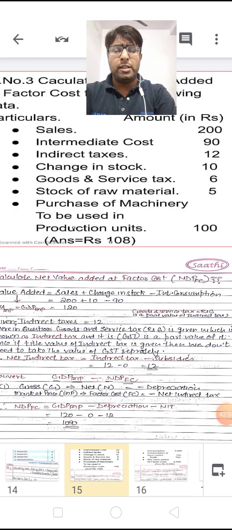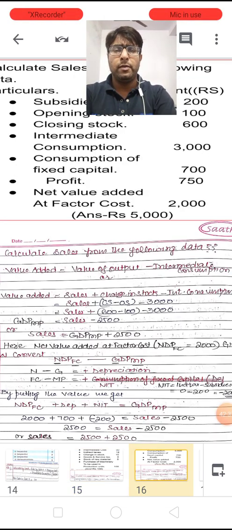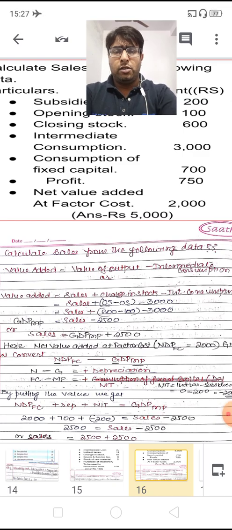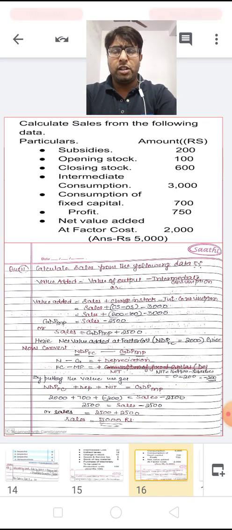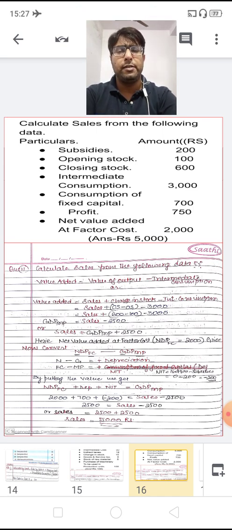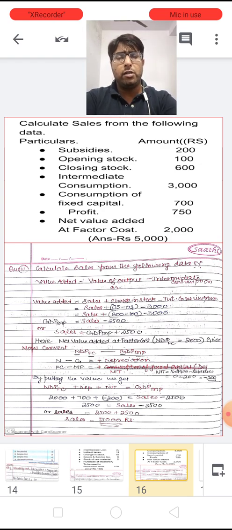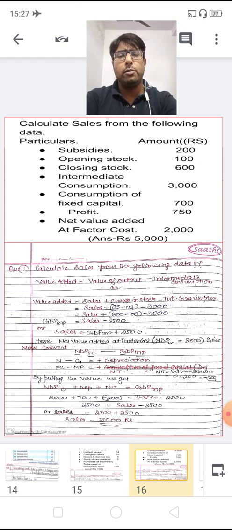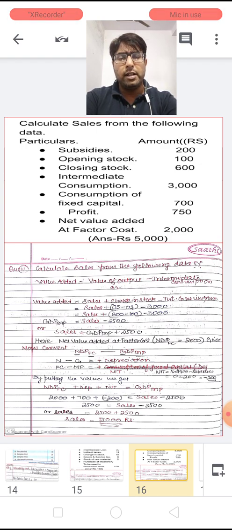So children, let's move to the next question now. This is again a question, children. We have to calculate the value of sales from the following data. Calculate sales from the following data. The particulars given are subsidies 200 rupees, opening stock 100, closing stock 600, intermediate consumption 3000, consumption of fixed capital 700.